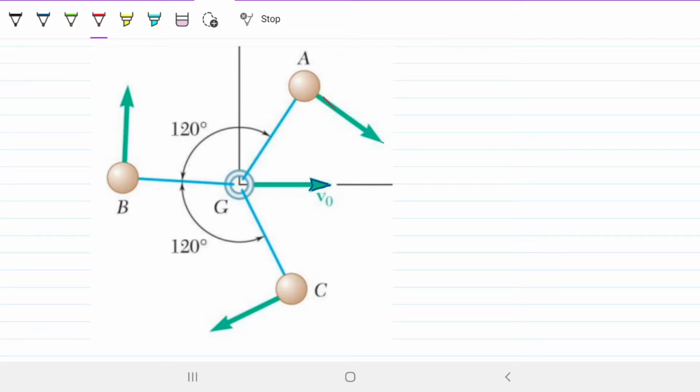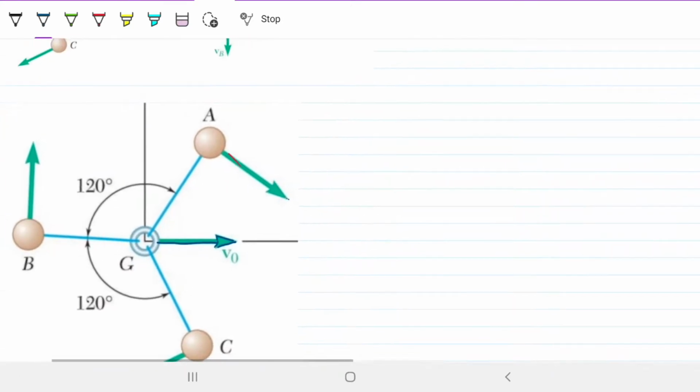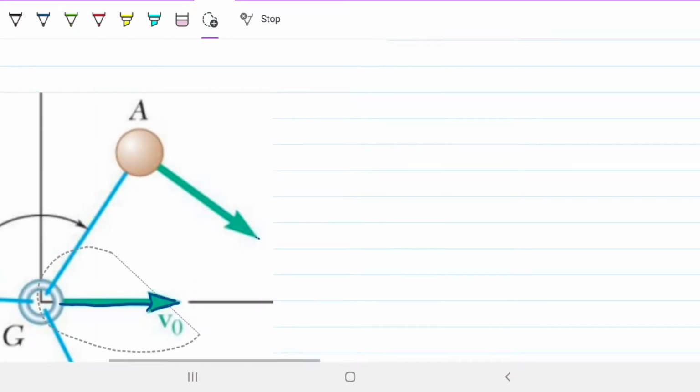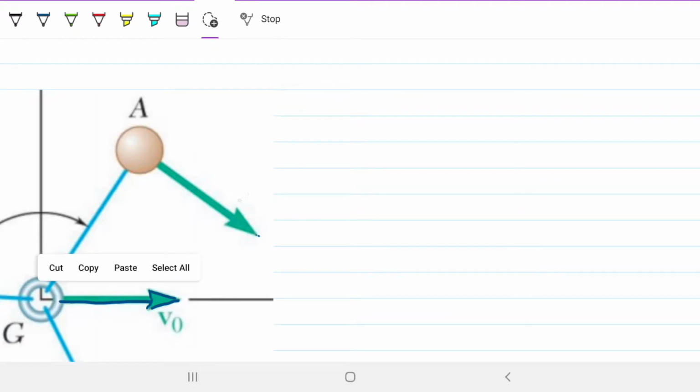The other thing is that because there is this v naught for the whole thing, if you think about the absolute velocity of one of the spheres such as A, what we need to do is take this velocity and plug it in here and then combine the two, right?